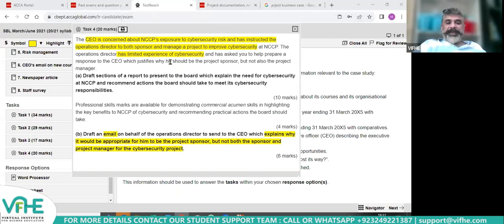Very good. So if we go back to the lecture, the project sponsor should have strategic leadership experience, not necessarily full technical competence. But the project manager should have proper expertise and experience of the project, right? So if this guy is both the sponsor and the manager and he has limited experience, what will happen? If he has limited experience of cybersecurity, what can go wrong? What's the impact?